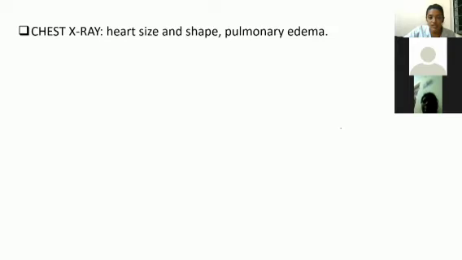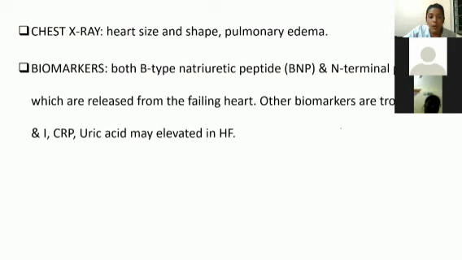Chest X-ray. In chest X-ray, what can we see? Heart size and shape. Then pulmonary edema also we can observe with chest X-ray.